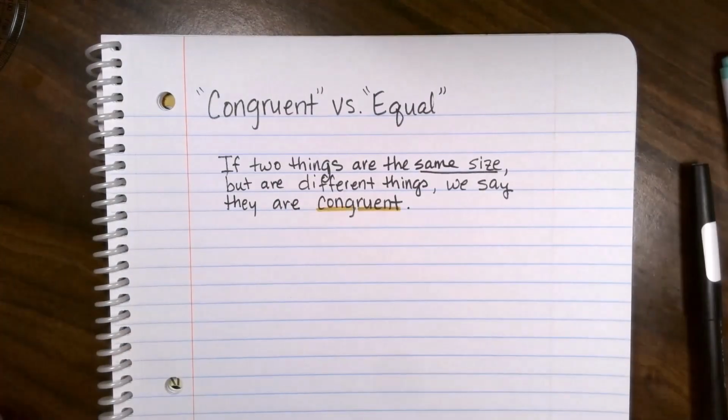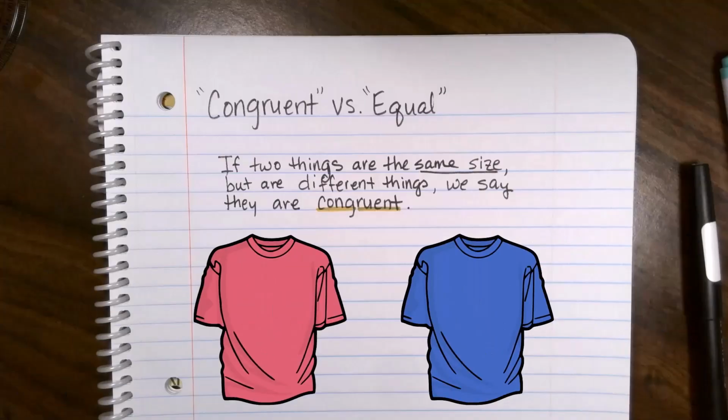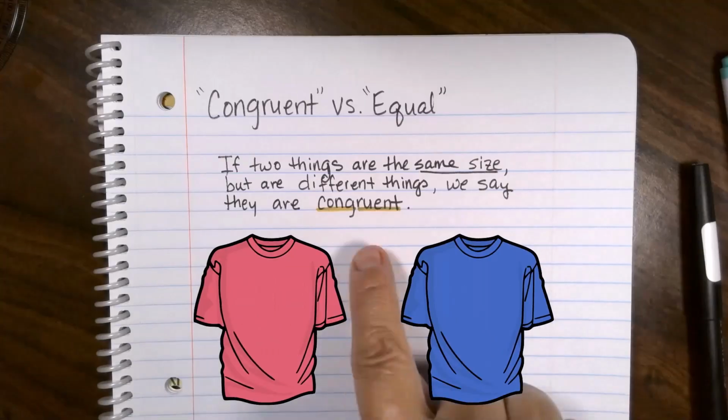Let's not think about this in math. Think about this in the real world. If you have two shirts that are the same size, they're going to be congruent, but they're two separate things. You might have a red shirt and you might have a blue shirt. They're two separate things, but they're the same size. So we say they're congruent.